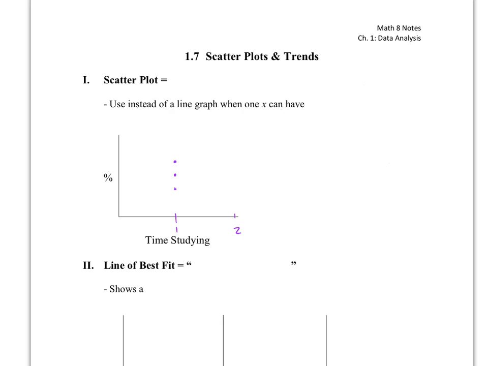Can you write that down? You can put those dots on there. So what is a scatter plot? We'll get the definition here. A scatter plot is a set of points that shows a relationship between 2 sets of data. So in my example, the relationship between time studying and test grade.